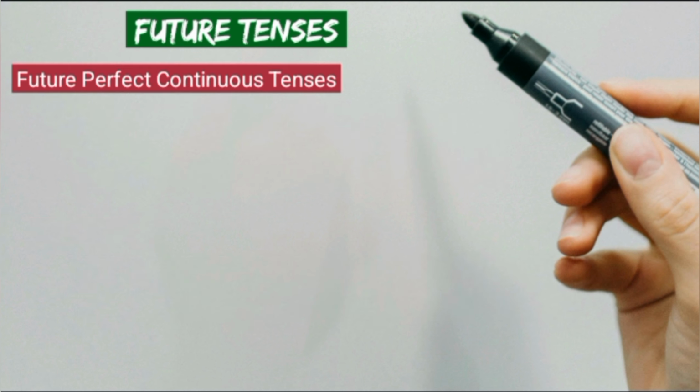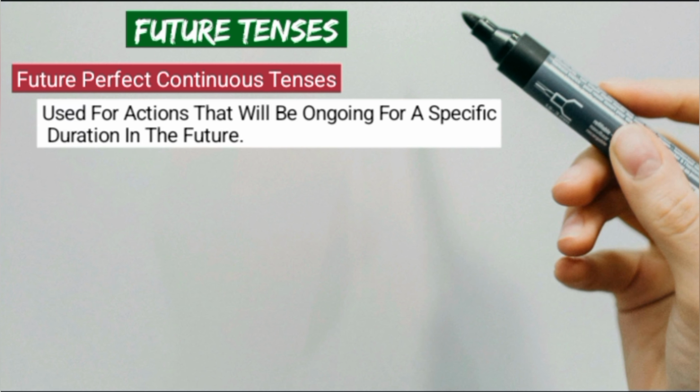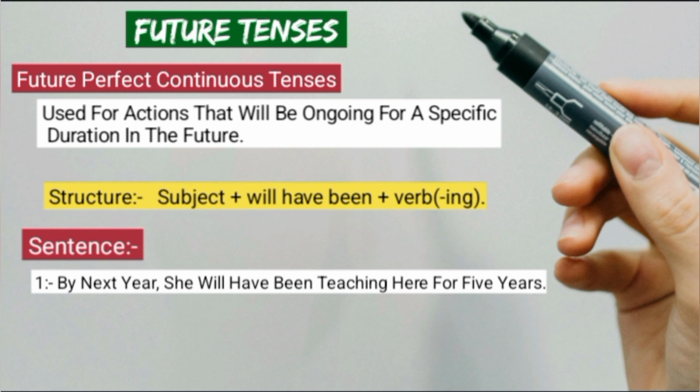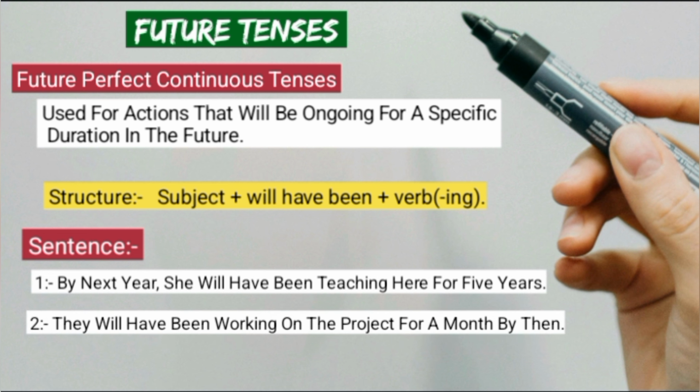Number 4 is future perfect continuous tense. Future perfect continuous tense is used for actions that will be ongoing for a specific duration in the future. Structure: subject plus will have been plus verb with ing. Examples: by next year, she will have been teaching here for 5 years. They will have been working on the project for a month by then.